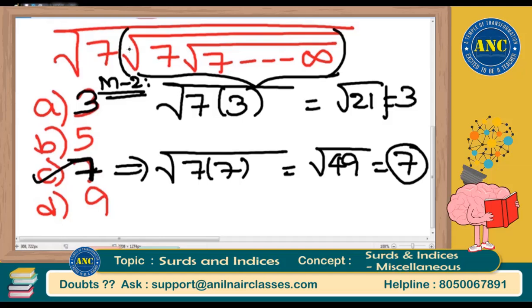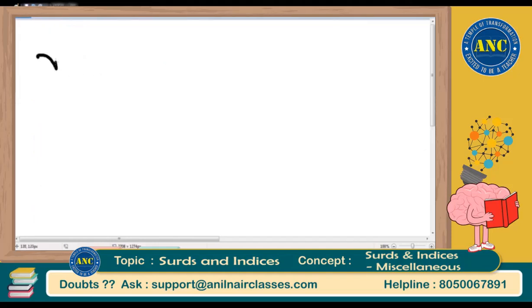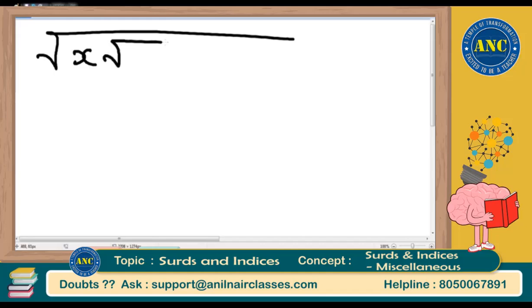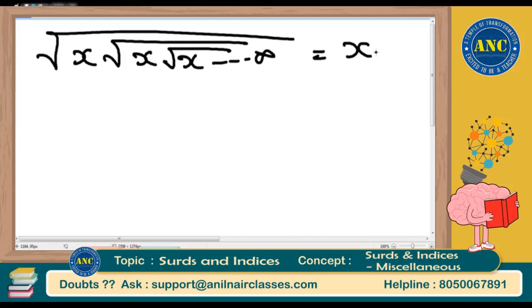See here. Can I say that this root 7, root 7, root 7, root 7 in infinite, the answer I got is 7? In general, can I say root x, root x, root x, root x multiplied infinite times, the answer will be x. Right? Answer will be x.